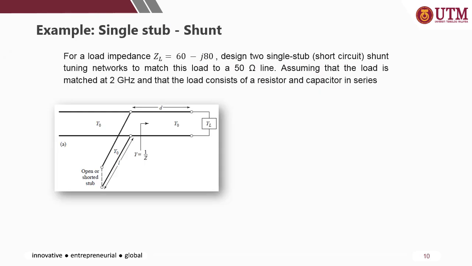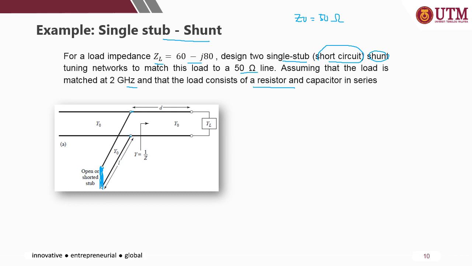Let's look at an example for single stub shunt. For a load impedance ZL equal to this value, design a single stub short circuit. It is shunt, so it is parallel, so this configuration, and then it is short circuit stub. So we will be using admittance Y to match a load to Z0, Z0 equal to 50 ohm, assuming that the load is matched at 2 GHz frequency and consists of resistor and capacitor in series.